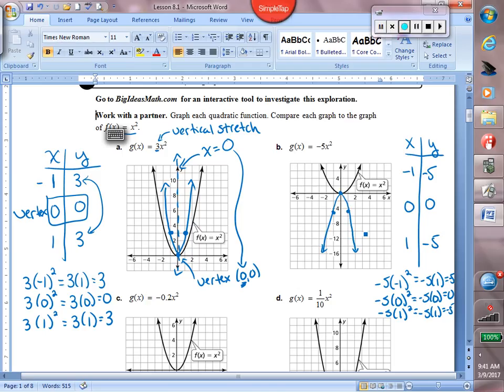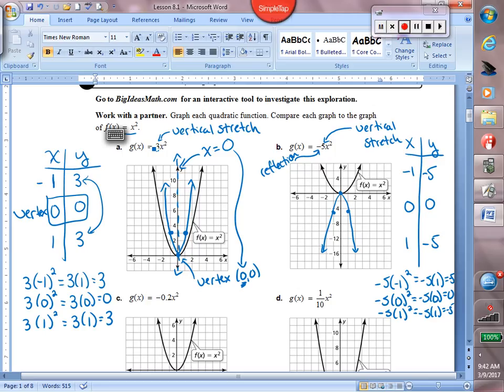So multiplying by the 5, it made our graph skinnier. It's our vertical stretch again. There's our 5, made our graph skinnier. But now our graph flipped upside down. The negative sign caused our graph to reflect. The negative sign causes our graph to reflect, which causes it to go from opening up to opening down. Or in other words, it flips upside down.